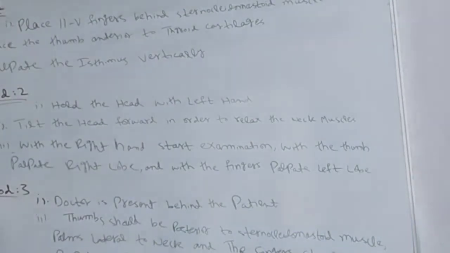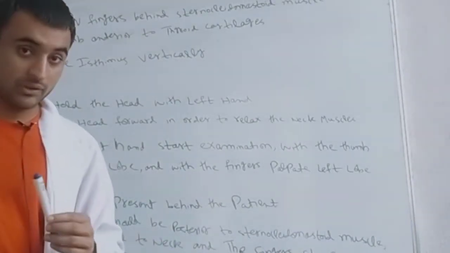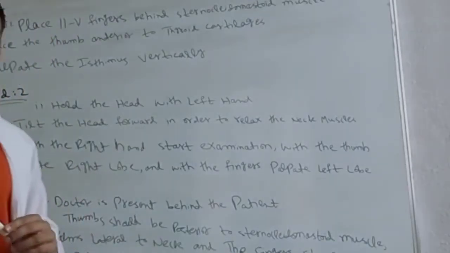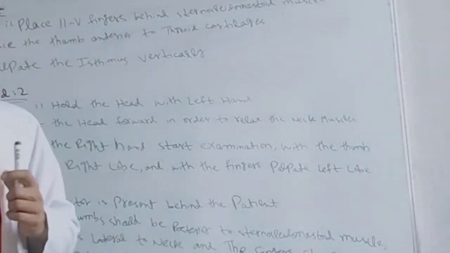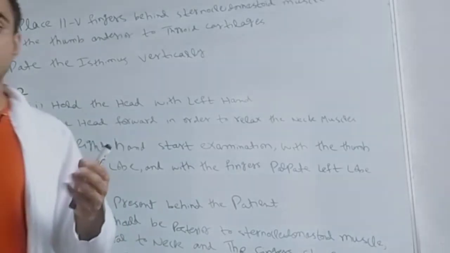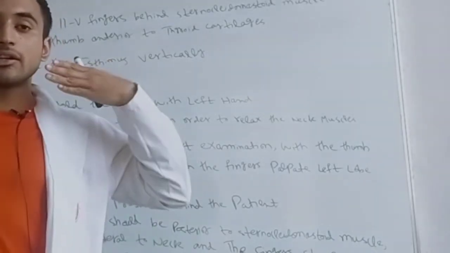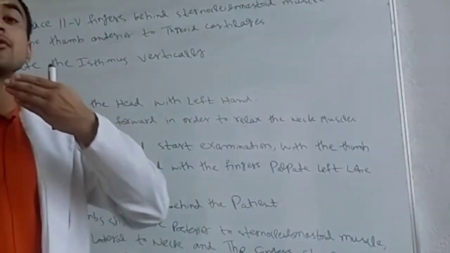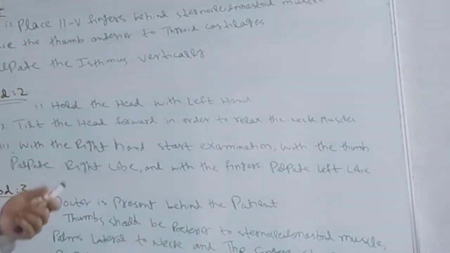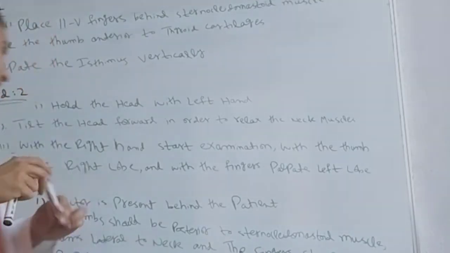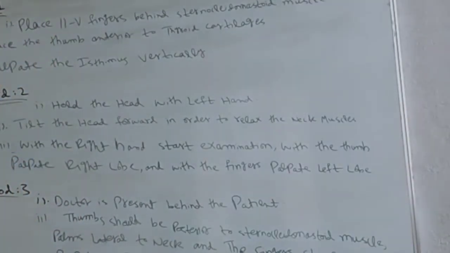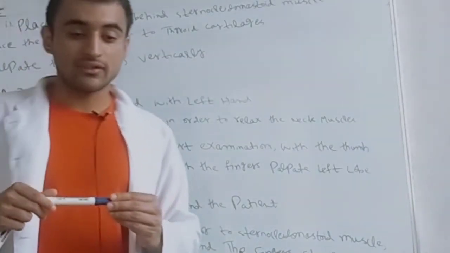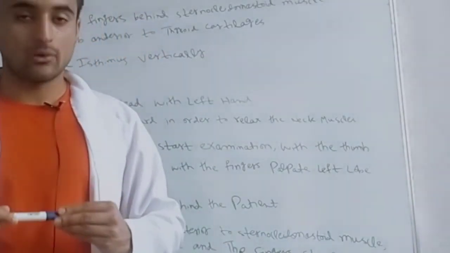After this, there is a third method. In the third method, the doctor must be behind the patient, and the thumbs should be placed posterior to the sternocleidomastoid muscle, with the palms facing lateral to the neck muscles. The fingers should be anterior to the thyroid gland in order to palpate it. So these were the three methods of how to palpate or diagnose the thyroid gland.